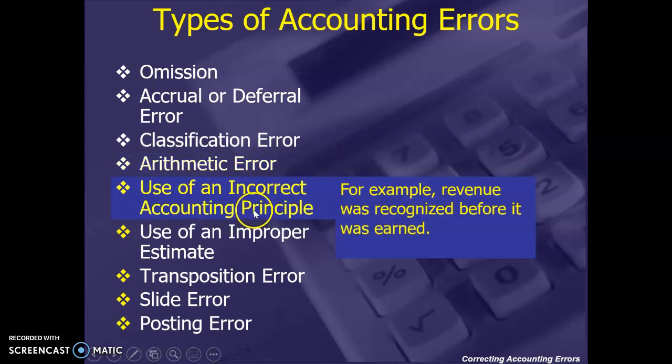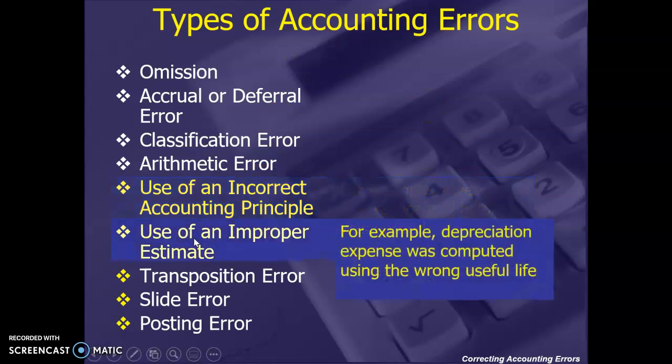Incorrect accounting principle. So this would be when revenue was recognized before it was earned, is an example. So I don't know that we've talked about unearned revenue yet, but another example would be expenses. So if you buy like a piece of equipment and you expense it all instead of doing depreciation and capitalizing it, then that would be an incorrect accounting principle. So that would fit here also.